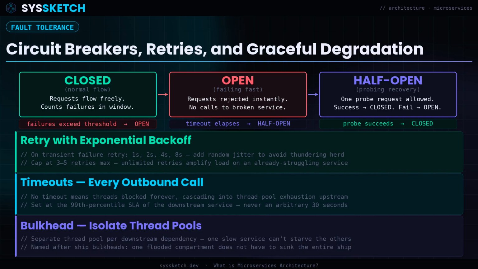If that succeeds, the circuit closes and normal traffic resumes. Alongside circuit breakers, every outbound call needs a timeout, no exceptions. Threads blocked indefinitely cascade into thread pool exhaustion. Retry failed requests with exponential backoff, but cap the retries to avoid amplifying load on a struggling service. The bulkhead pattern isolates thread pools per dependency so a slow service cannot starve all the others.